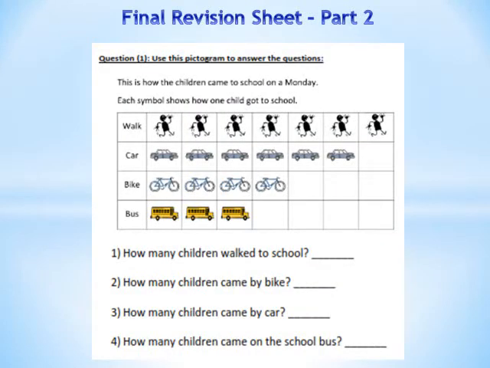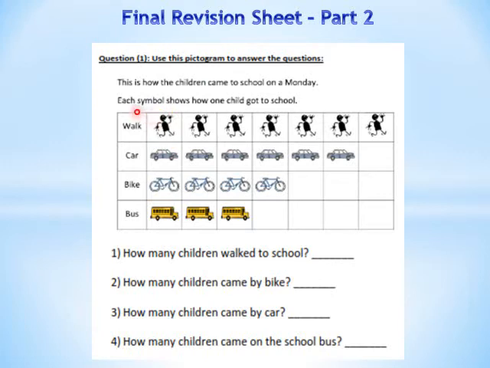Okay, now we will start solving in the revision sheet part 2. The first question, this is a pictogram showing how the children came to school on Monday. Did they walk? Did they ride a car? Did they ride a bike? Did they ride a bus? Remember the pictogram, here we put our information as pictures, and also we had something called the key. What is the key? The key means, is this picture only one child or more?